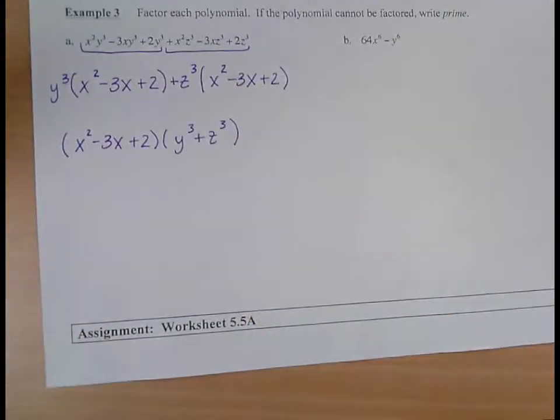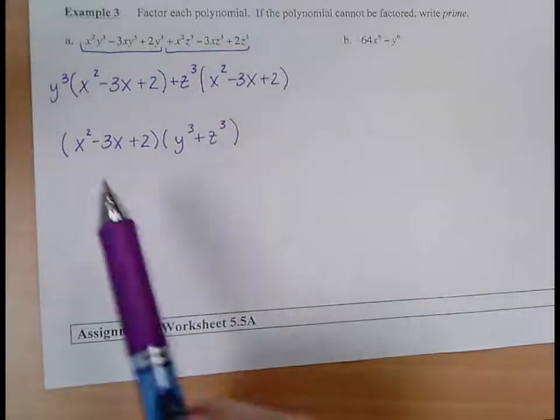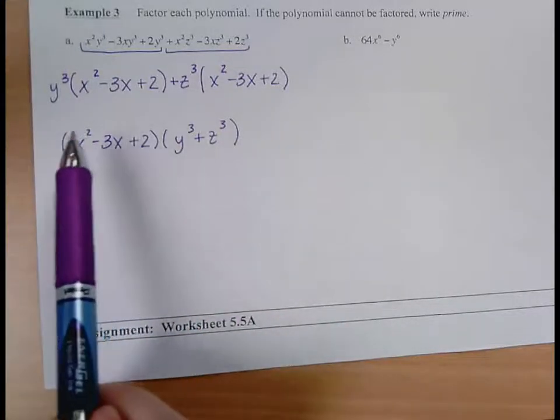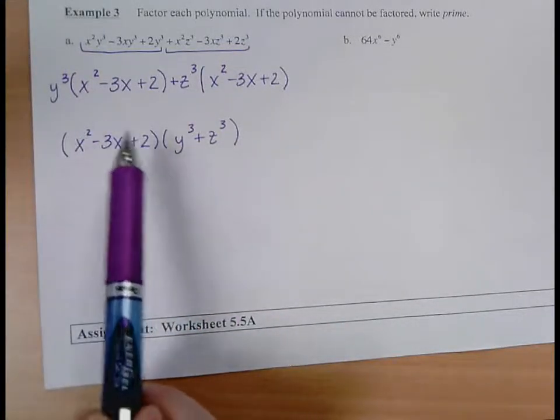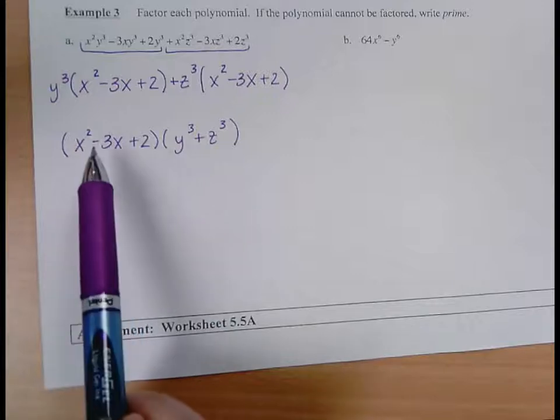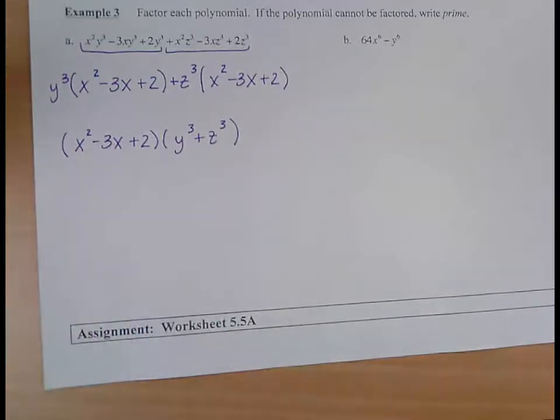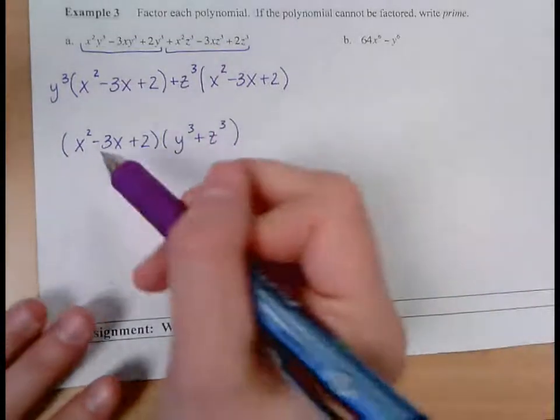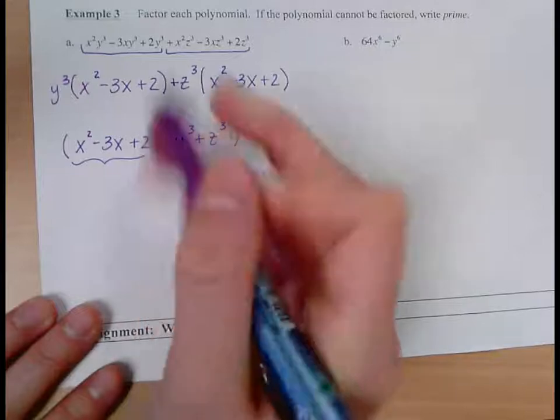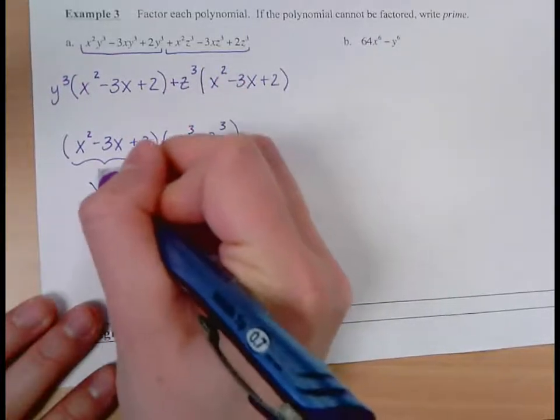But here's where I don't want you to stop, because this can be factored more. So when I look at my first factor, the x squared minus 3x plus 2, hopefully this resembles chapter 4 to you. It's a trinomial, ax squared plus bx plus c. You should see if you can factor this using the diamond.